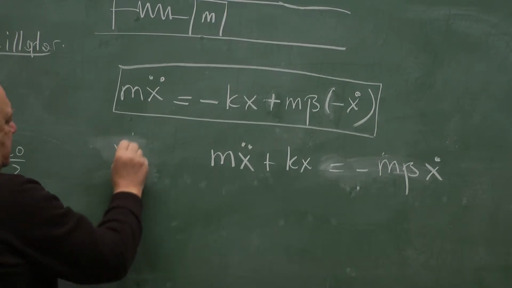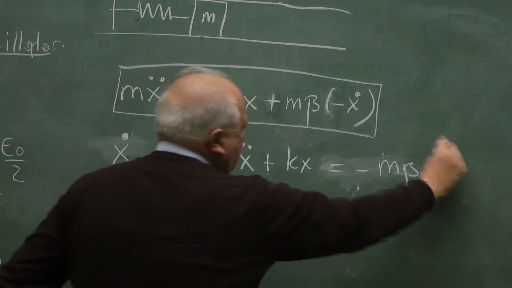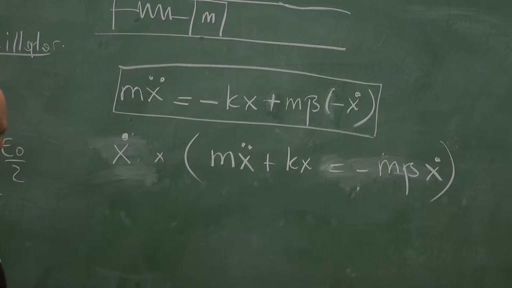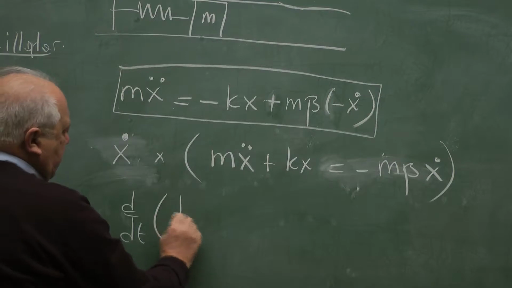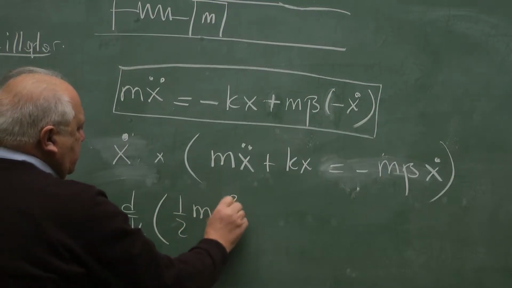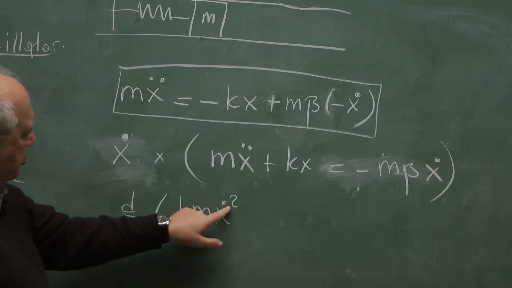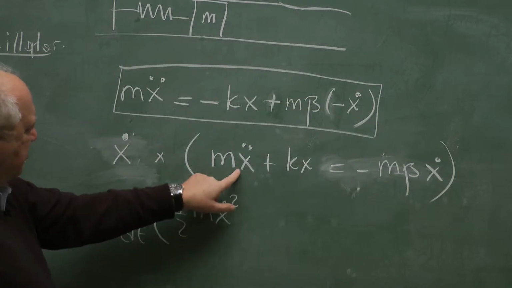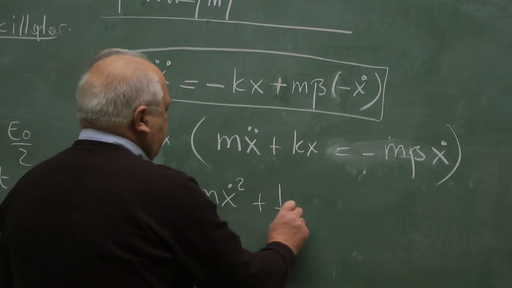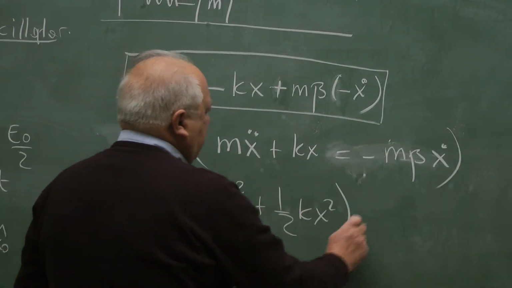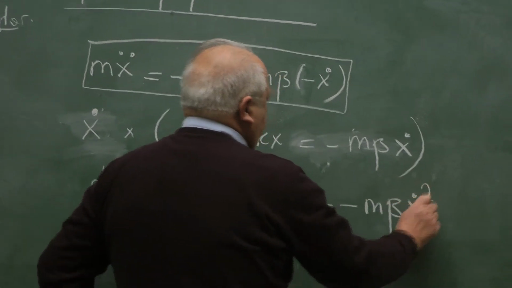Now let me multiply this whole equation with x dot and arrange. This is d by dt of 1/2 m x dot square, because when you take the time derivative, this gives 2 x dot, x double dot, and that 2 cancels that 2. Then plus 1/2 kx square, that's equal to minus m beta x dot square.